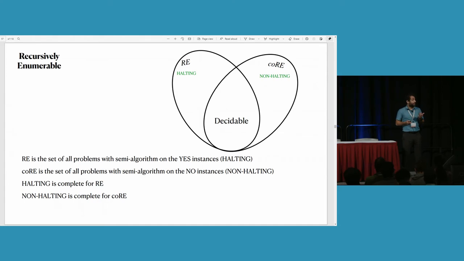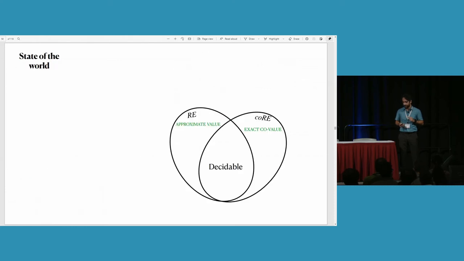Then the complement of RE, or co-RE as I wrote it down there, is the set of all problems that have semi-algorithms that are guaranteed to halt on the no instances. The non-halting problem is a complete problem for this class. Now in the language of these complexity classes, the approximate value problem sits in RE. In fact, it's complete for RE, and the exact co-value is complete for co-RE.